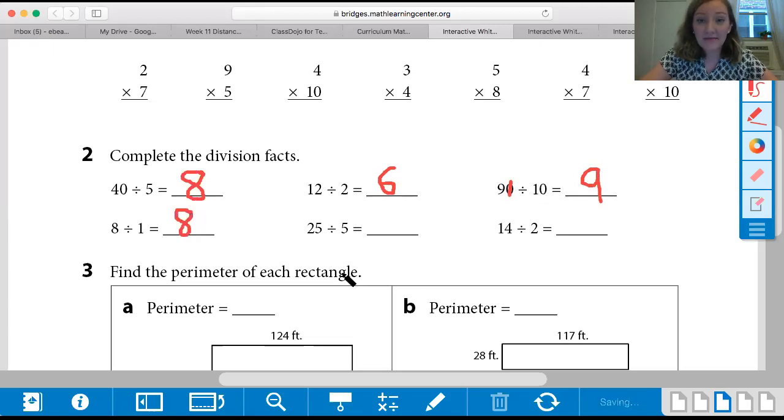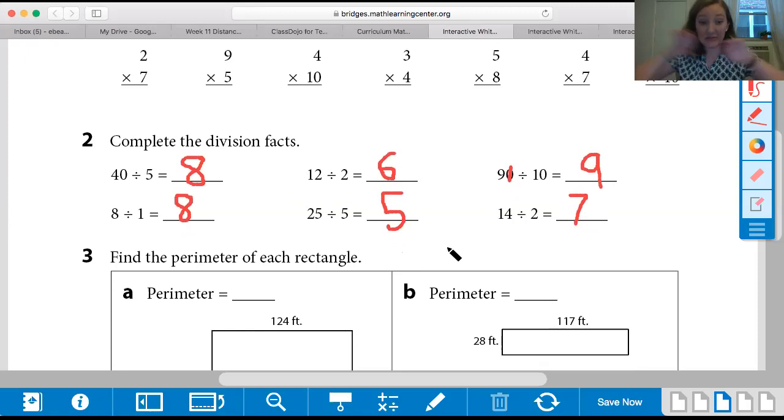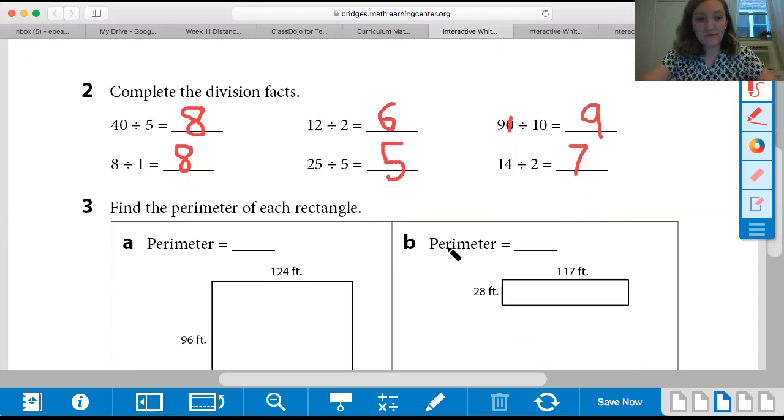25 divided by 5, we can skip count again on our fingers to help us. We're thinking, what times 5 equals 25? 5, 10, 15, 20, 25. 5. And 14 divided by 2. You could also think of this as, what is half of 14? What plus what would give me 14? 7, right? Think about your doubles. 7 plus 7 is 14. 14 divided into 2 groups has 7 in each group.